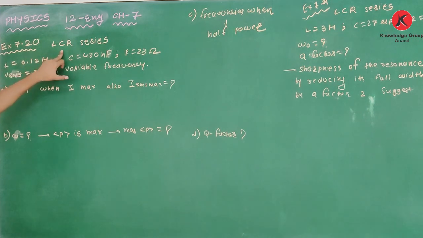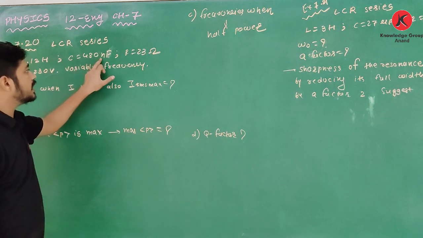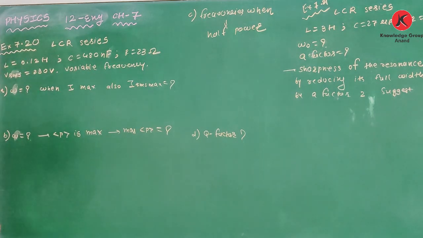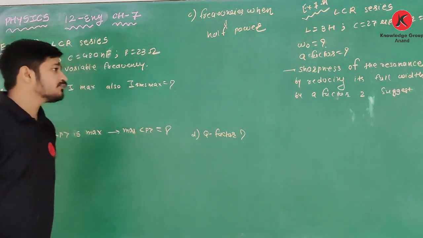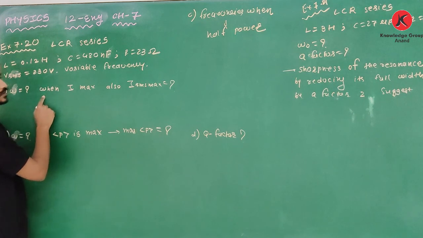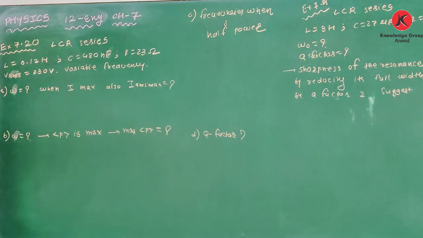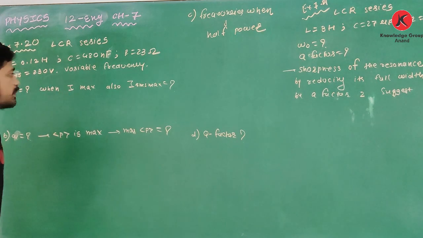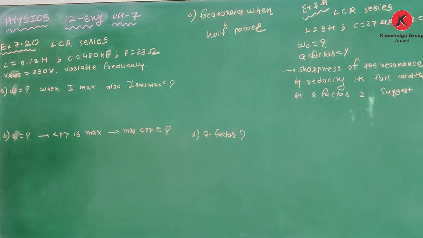An LCR series AC circuit has inductance 0.12 Henry, C 480 nanofarad, R equal to 23 ohm, V RMS equal to 230 volt, and variable frequency. First question: what is the frequency when the amplitude of current is maximum? Also find that maximum current. Very simple question.